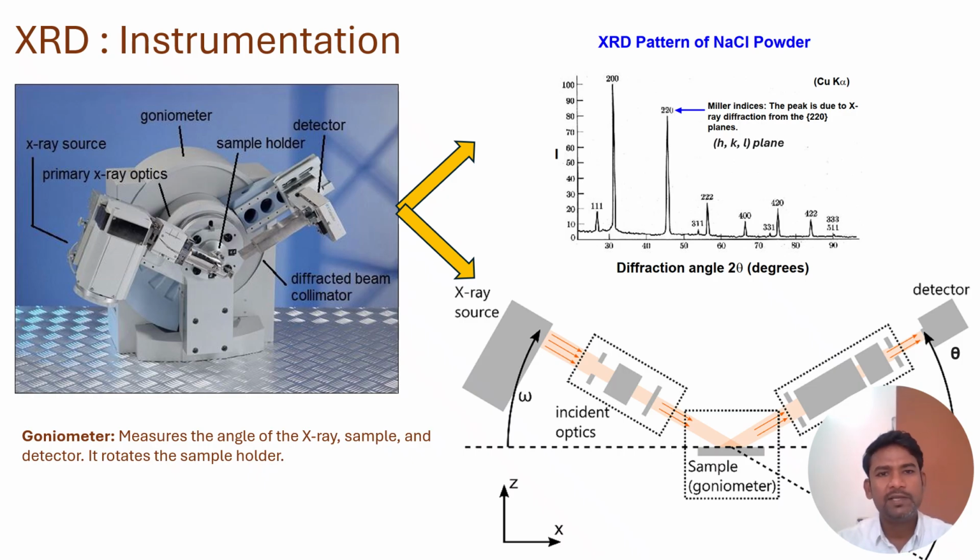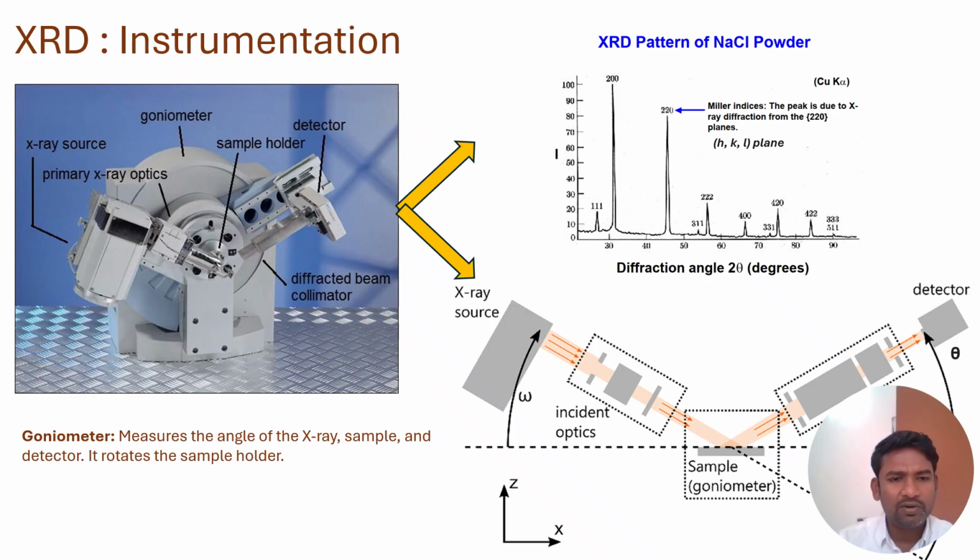Now this is the instrumentation part. Here we can see this is the X-ray source, and this is the primary X-ray optics, and this is the goniometer, the most important part of the instrument, and this is the sample holder, and this is the detector. And here one more key aspect is the collimator, where the diffracted beam is analyzed.